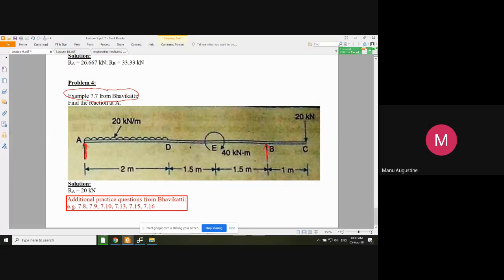Here please note that at point C of this beam there is no support. There is no support. This is simply hanging down. So these are also simply supported beams, but with an overhang. You call this an overhang. This part, which extends beyond the supports, is called an overhang.